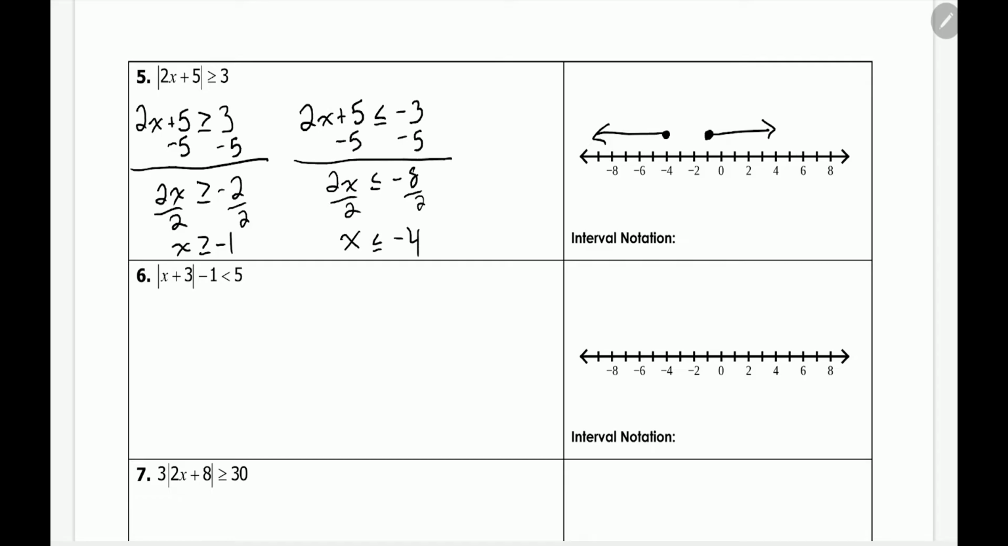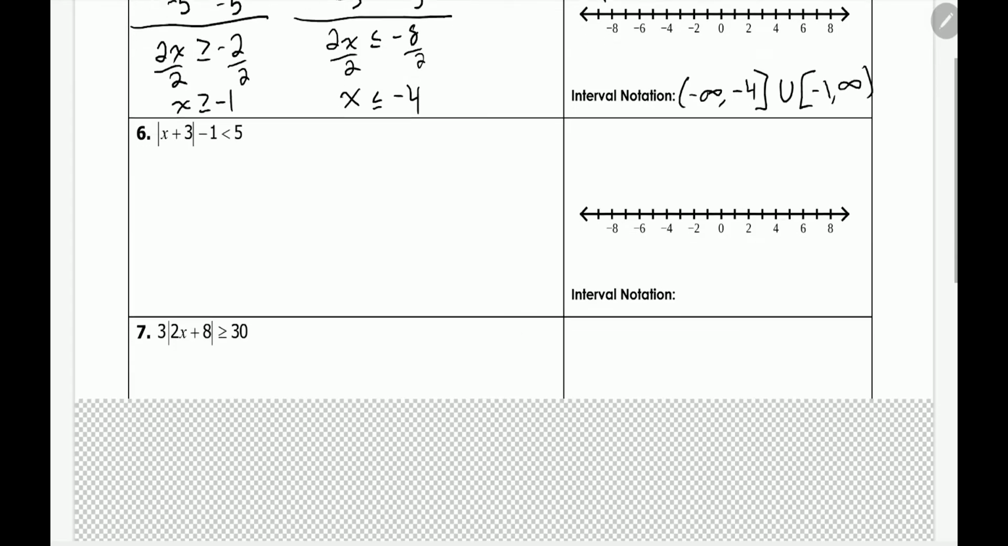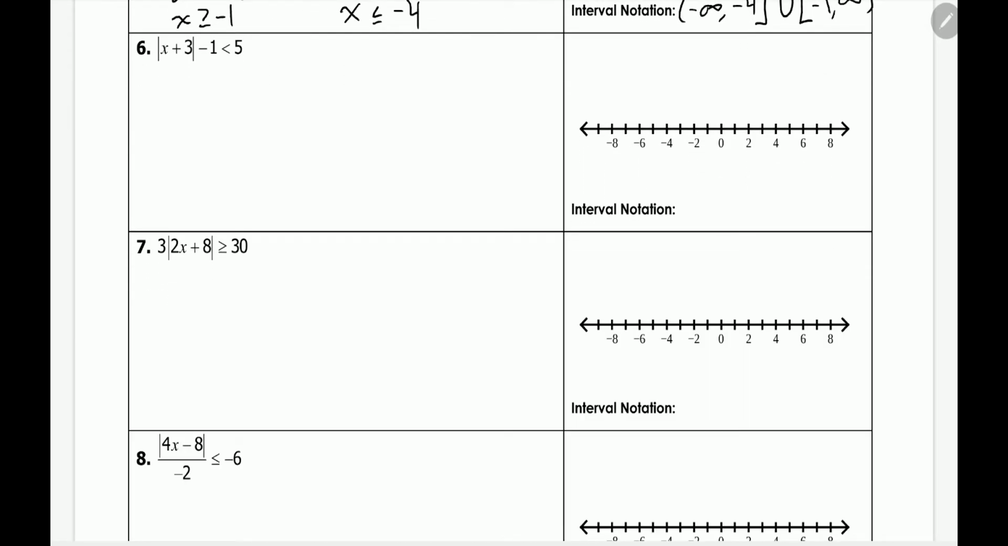So with this, we write our interval notation. So we have negative infinity to negative 4. It's a closed circle, so we have a bracket, united with negative 1, closed circle, infinity. That's number 5. Number 6, first step, we have to isolate the absolute value.